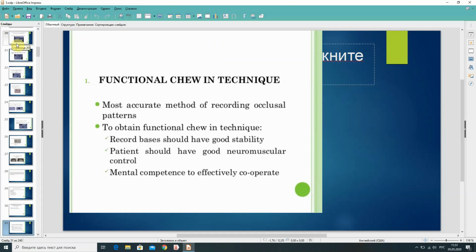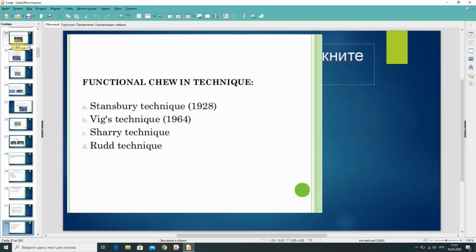Functional chew-in technique is the most accurate method of recording occlusal patterns. To obtain a functional chew-in technique, record bases should have good stability, and the patient should have good neuromuscular control and mental competence to effectively cooperate. Functional chew-in techniques: Stansbury technique, Witch technique, Shari technique, Root technique.